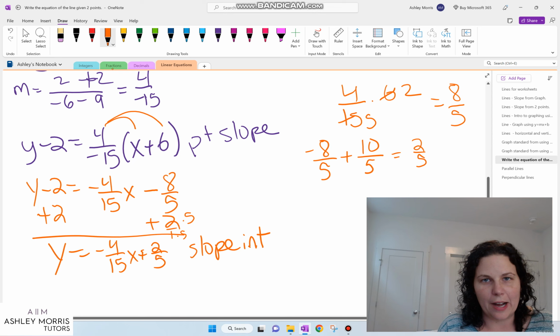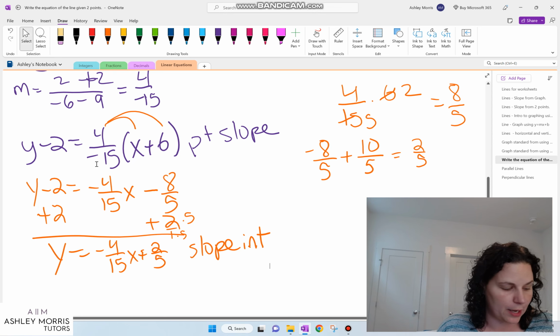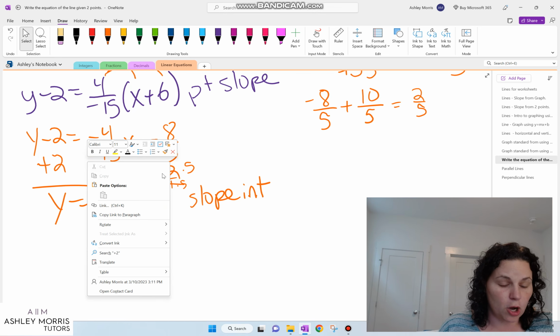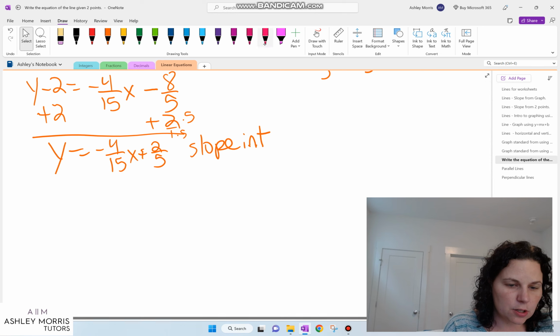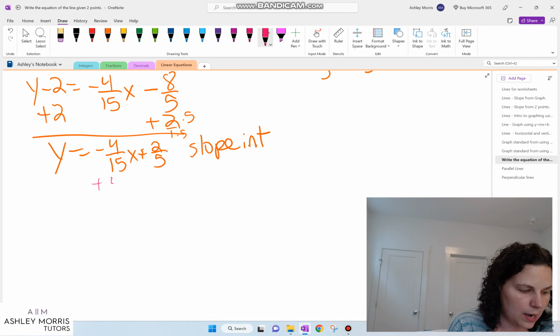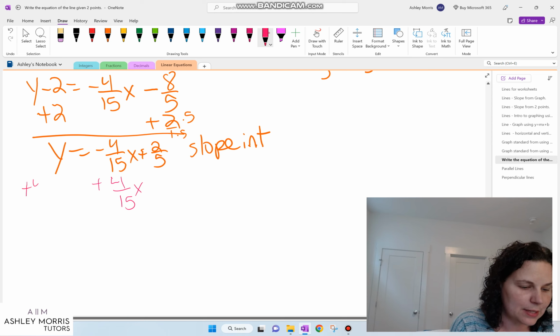You can totally graph that. Your graph's just not going to be super duper accurate. You're going to go up to about 1/2 on the y-axis. All right, and now let's put this in standard form. So we need the x and y on the same side.